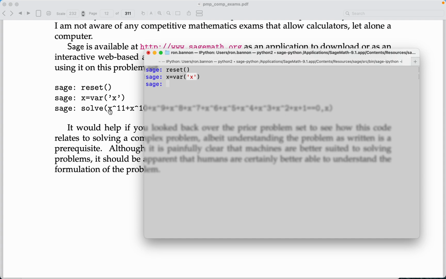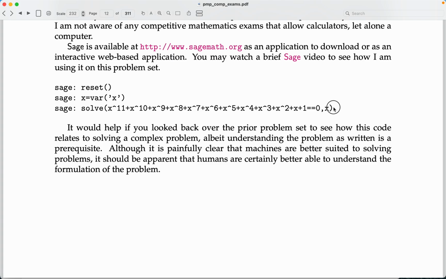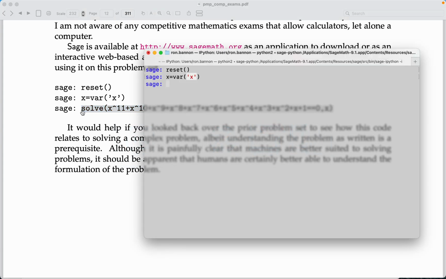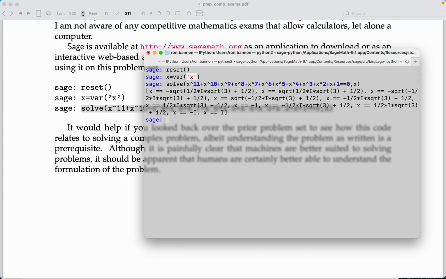And then, I realize people get tired, and what they may decide to do is a copy-paste. All right, so I'm going to copy, and I'm going to paste it in, and hit the return button. Now, when I do this over here, Sage actually is computing all 11 solutions to the problem.